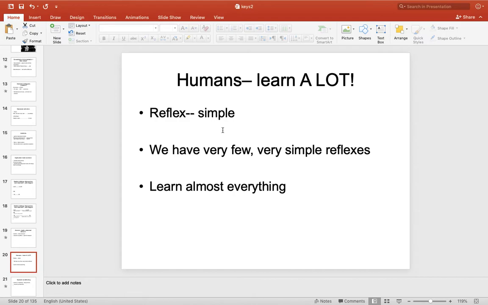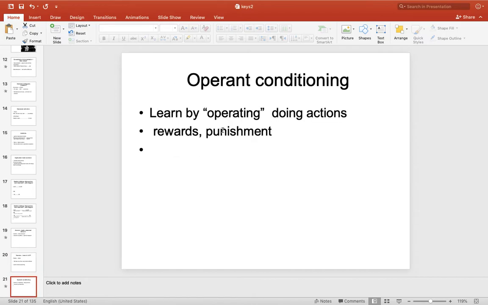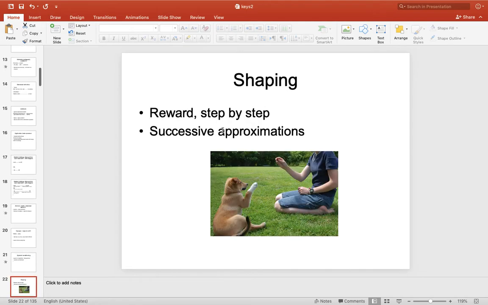Then humans, we learn a lot. Now, operant conditioning. Operant conditioning, how many of you are planning on going to college? Okay. We did that in class all the time. You learn by operating. Classical conditioning is just around you. You just pick it up automatically. You don't really think about it that much. Operant conditioning, they're both associative learning. You're associating two things. Classical conditioning, you're associating the stimulus with the response, or the neutral stimulus. Operant conditioning, you're associating an action with a reward or a punishment.